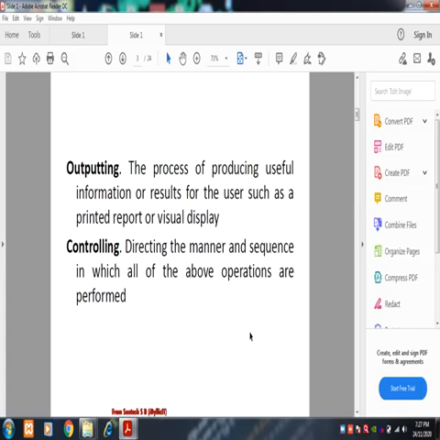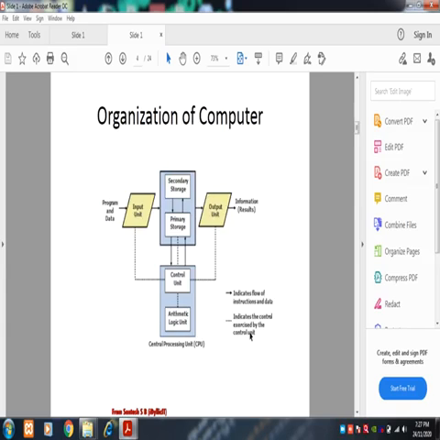Next, controlling. What does controlling actually mean? Controlling means directing the manner and sequence in which all the above operations are performed. Controlling the data. You have to control all the user data. That can be any operations, any outputting, storing, anything else. It can be controlled by the computer system. That is what controlling is.